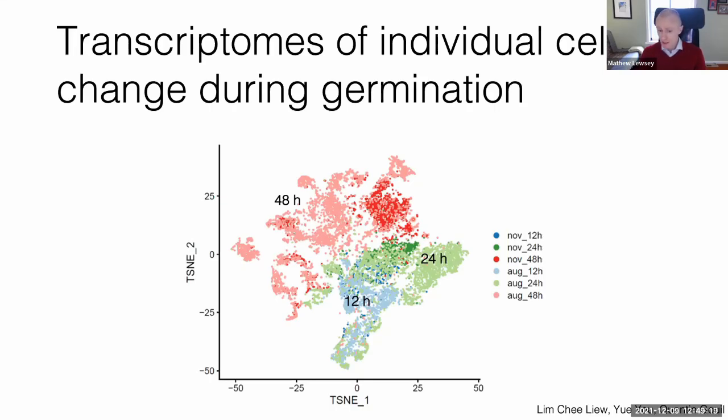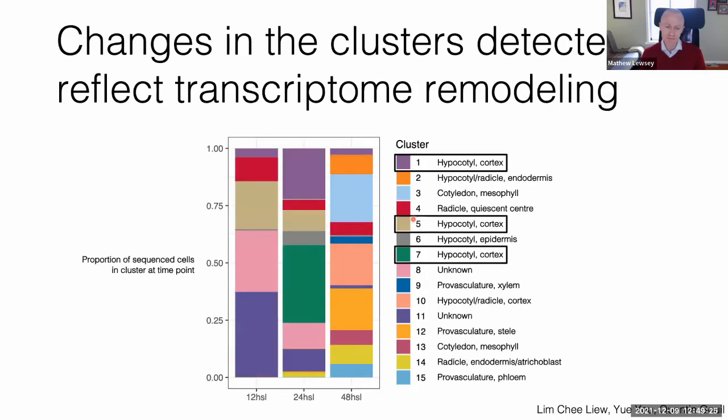We looked at that in detail next, basically by assessing which clusters do we detect at which time points. I'm showing you that on this plot. So on this plot, we have each of our time points, 12, 24, 48 hours. Clusters are all in different colors.